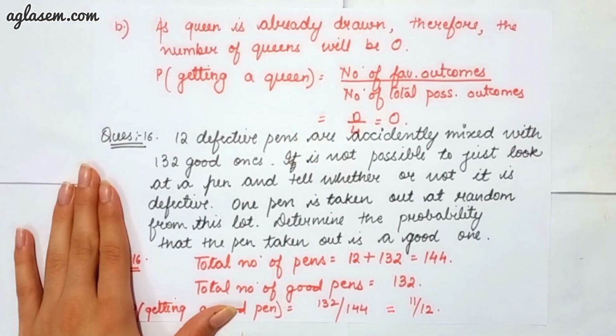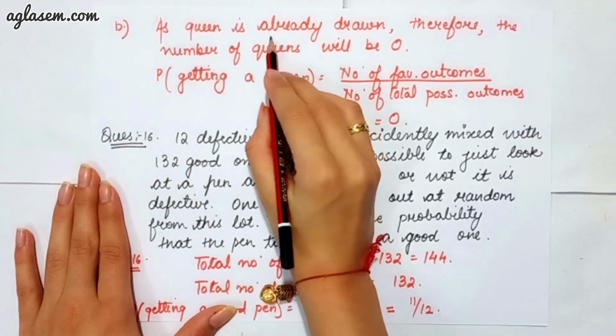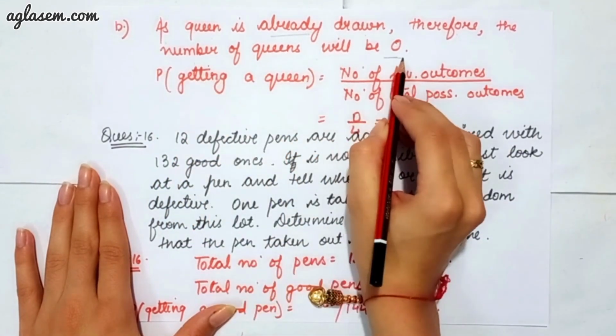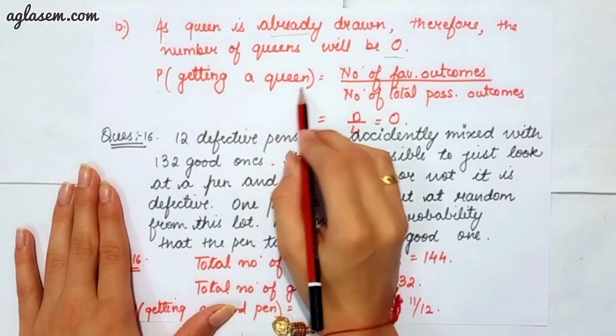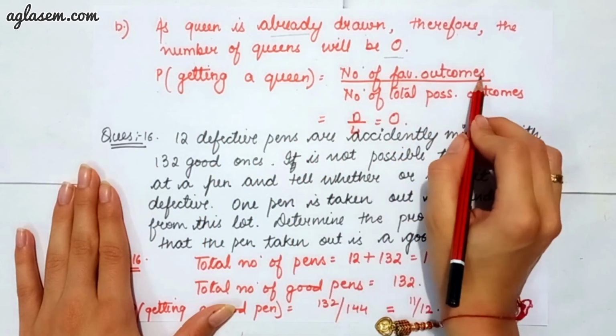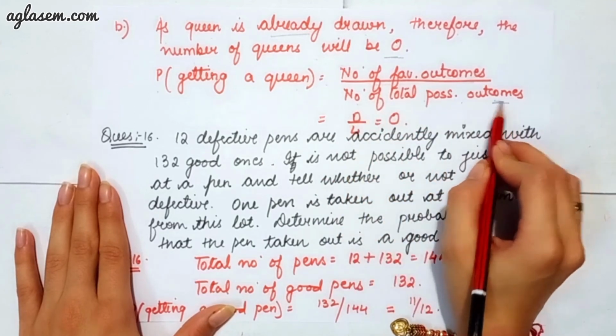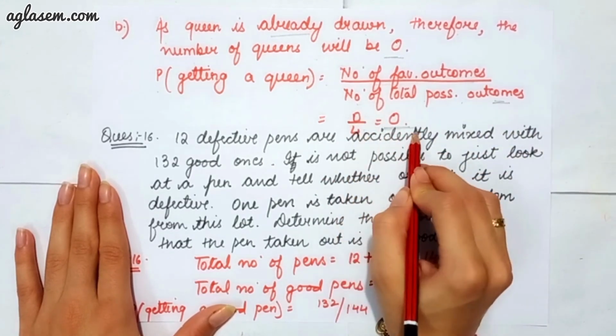Further moving to our second part, as the queen is already drawn, the number of queens will be 0. So the probability of getting a queen equals the number of favorable outcomes divided by the number of total possible outcomes. So here 0 upon 4, which will give you 0.